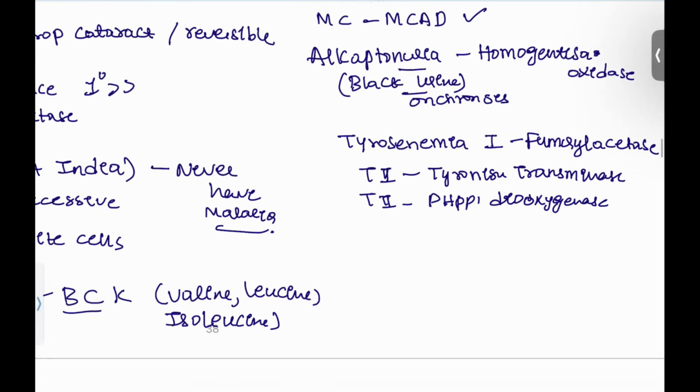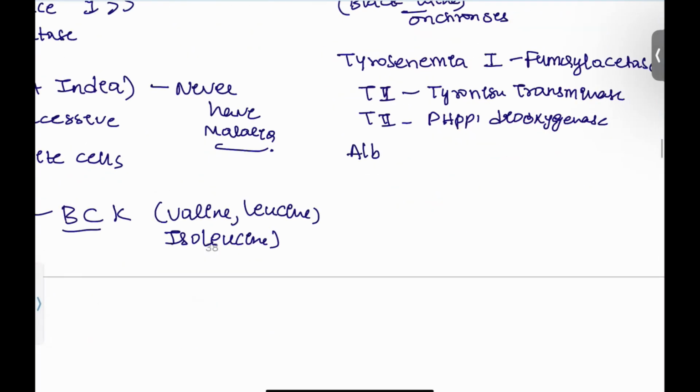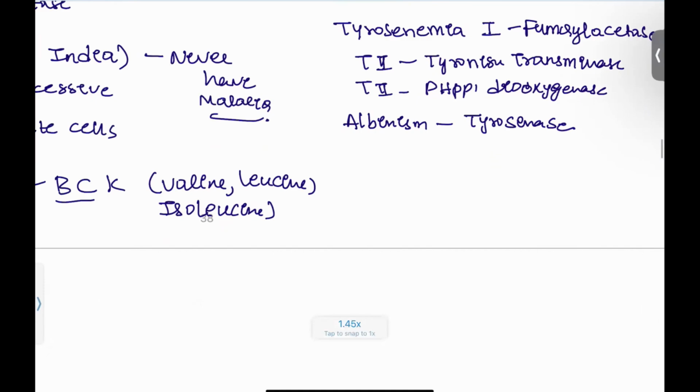All right. Next one is albinism. In albinism, what is the enzyme that is involved, guys? That is the tyrosinase enzyme deficiency. All right. Next one is Hartnup disease. In Hartnup disease, this is a kidney transporter defect.